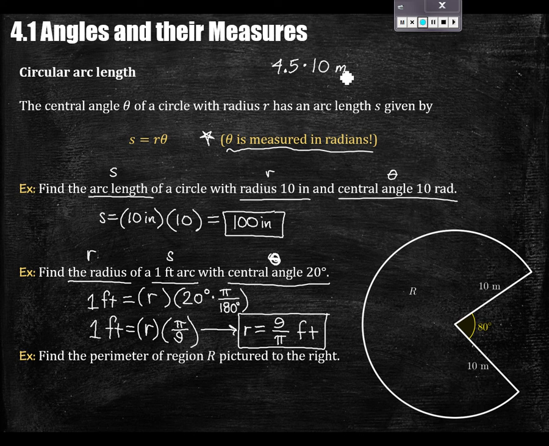Wait, isn't the whole circumference of the circle 2 pi times 10? 20 pi? Isn't that the whole circumference? I mean, did you just say this is the whole circumference of the circle? The whole circumference of the circle is 20 pi. That's about 60 meters. So that's not the same thing.